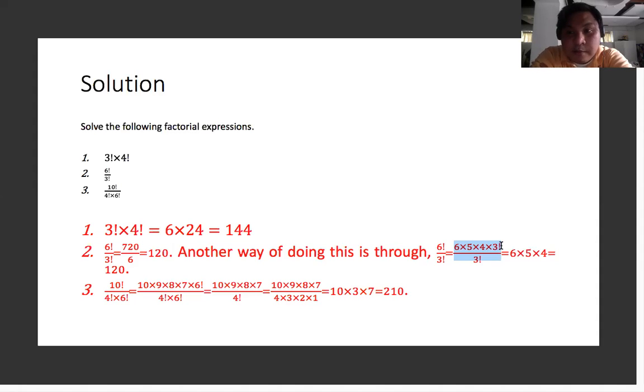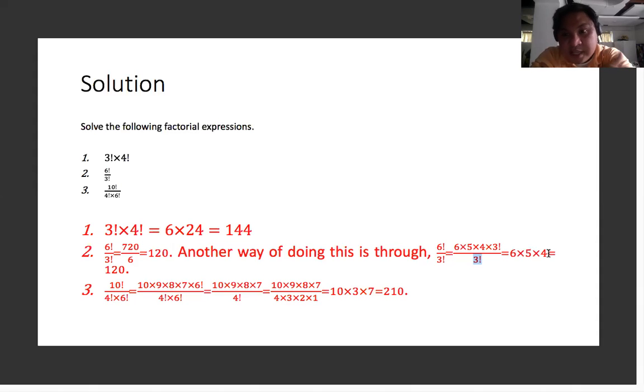Now, you might ask, why did I stop with 3 factorial? I stopped with 3 factorial because there's actually a 3 factorial at the denominator. This 3 factorial and that 3 factorial, of course, will cancel each other out, leaving us with only 6 times 5 times 4. Okay, now that we only have 3 numbers to multiply, I think that definitely makes our multiplication problem much easier. So 6 times 5, that's 30.